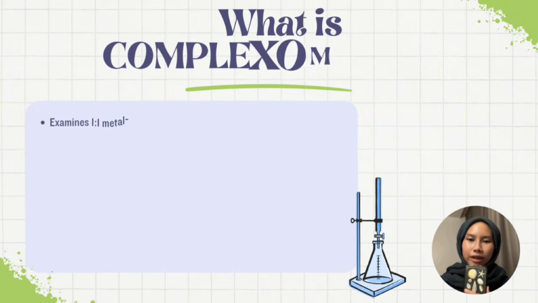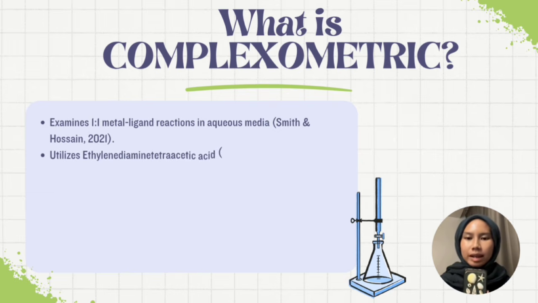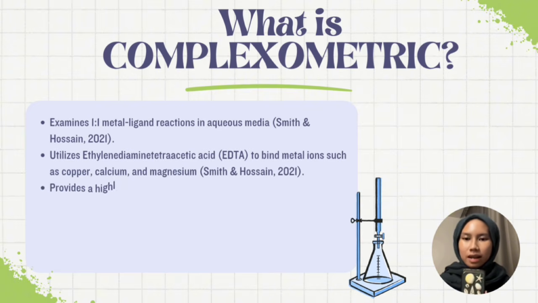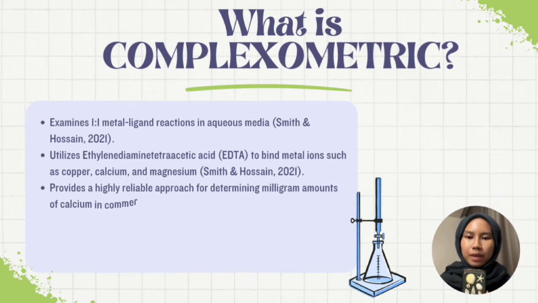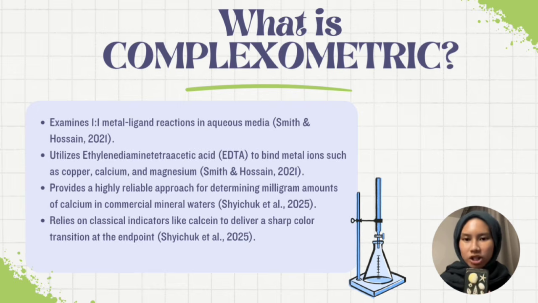What is complexometric titration? Complexometric titration serves as a fundamental analytical method for examining 1:1 metal-ligand reactions in aqueous media, specifically through the use of ethylenediaminetetraacetic acid (EDTA) to bind metal ions such as copper, calcium, and magnesium. The technique remains a highly reliable approach for determining milligram amounts of calcium in commercial mineral waters, relying on classical indicators like calcein to deliver a sharp color transition at the endpoint.